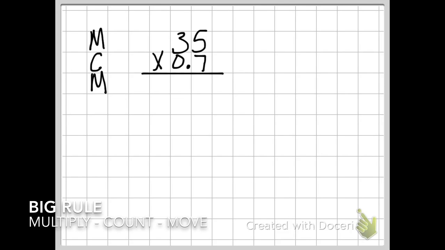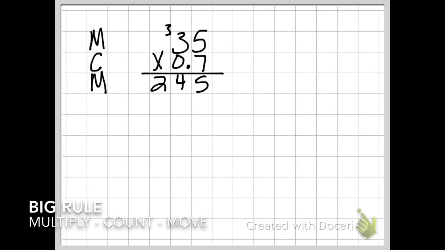7 times 5 is 35. Carry my 3. 7 times 3 is 21, plus 3 more is 24. Started to write that wrong, I apologize. Now I've finished up my multiply step. Now I want to count. What am I counting here? I'm counting how many digits are to the right of a decimal point.